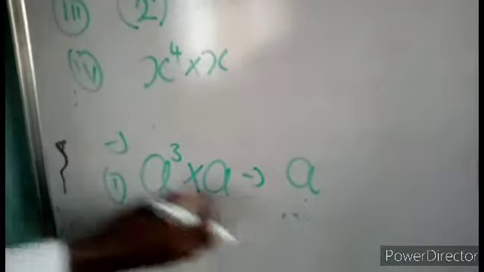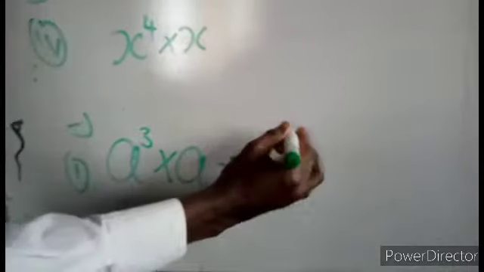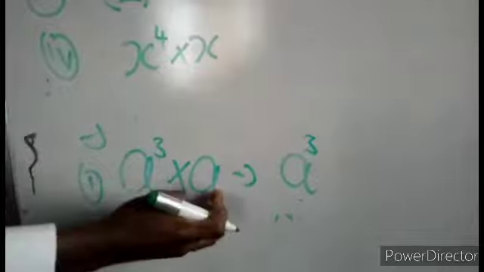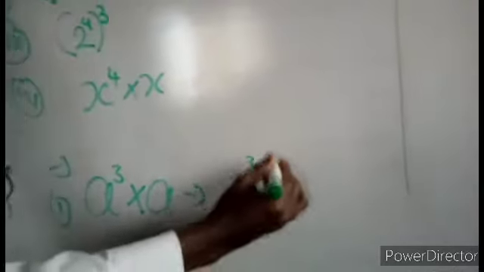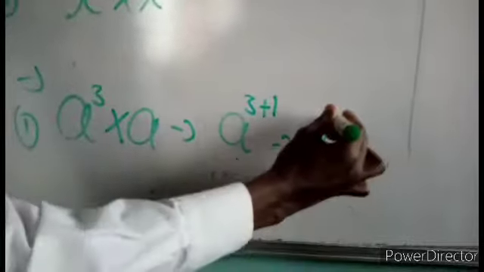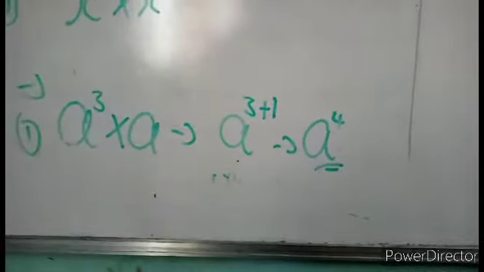This is the second law. Now the power, here we have power 3. We have the invisible one. Since we have multiplication between the bases, the power is going to be addition. So my answer is going to be a raised to the power of 4. That's the first one.